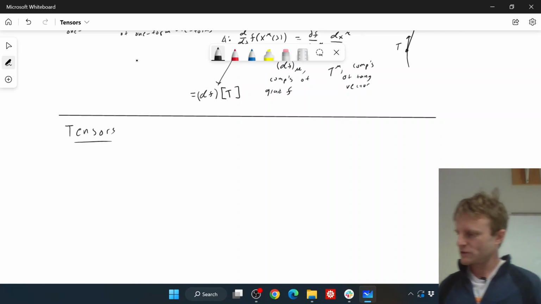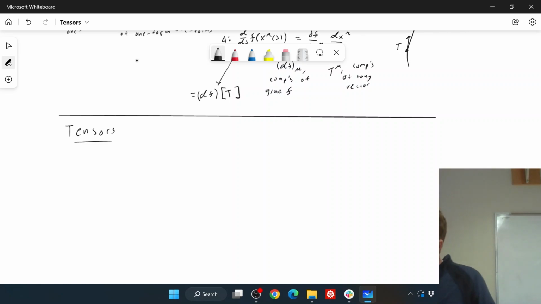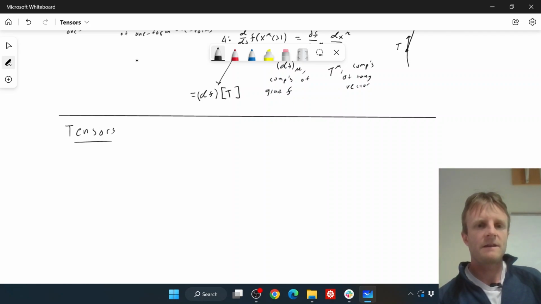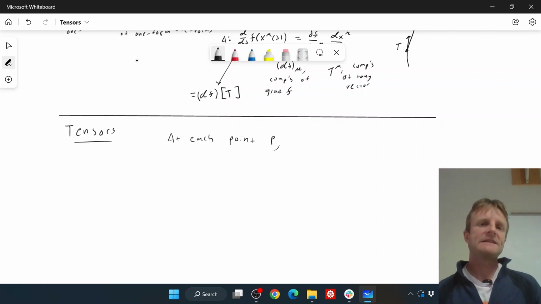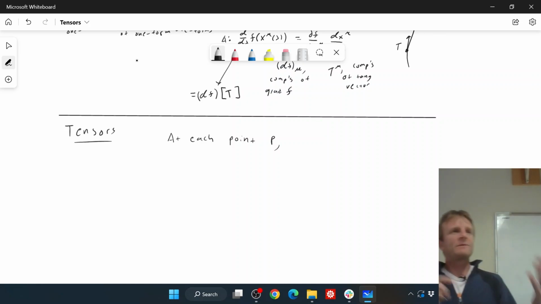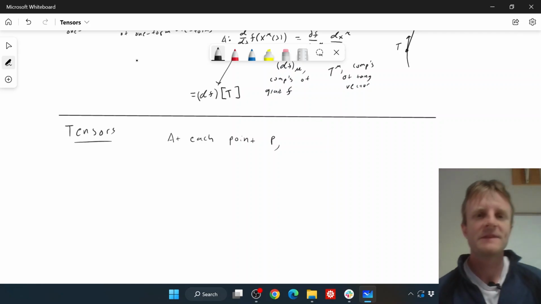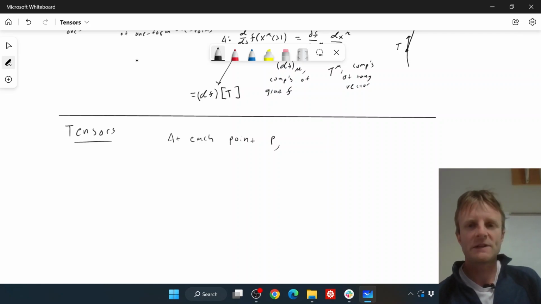So tensors are just bigger maps. So we imagine at each point P... I haven't been putting in the point because in flat space-time, all the different tangent spaces at the different points are really the same. I'll put it in now.